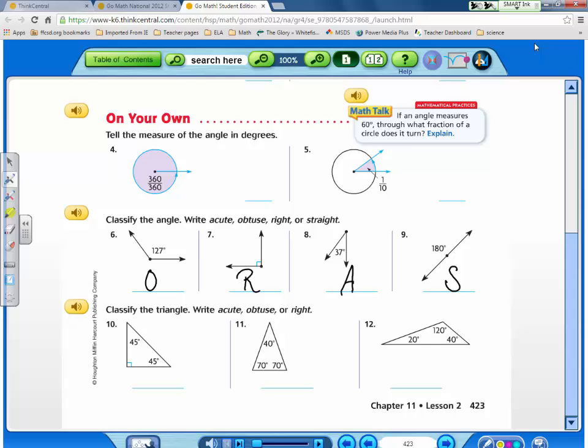Now, if we're classifying triangles, we have a couple things that kind of take over. We first ask, does it have a right angle? And this one does. If it has a right angle, then it is a right triangle. It does not matter what the other two angles are. If I look at this triangle, every single angle is acute. They are all less than 90, so that makes this an acute triangle.